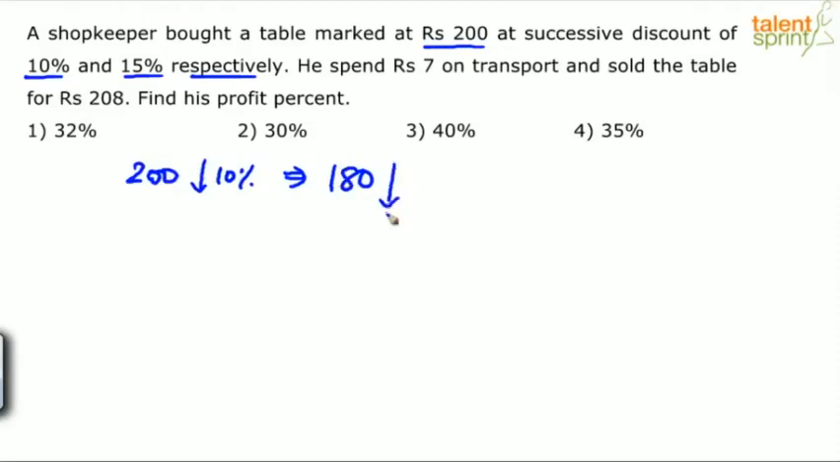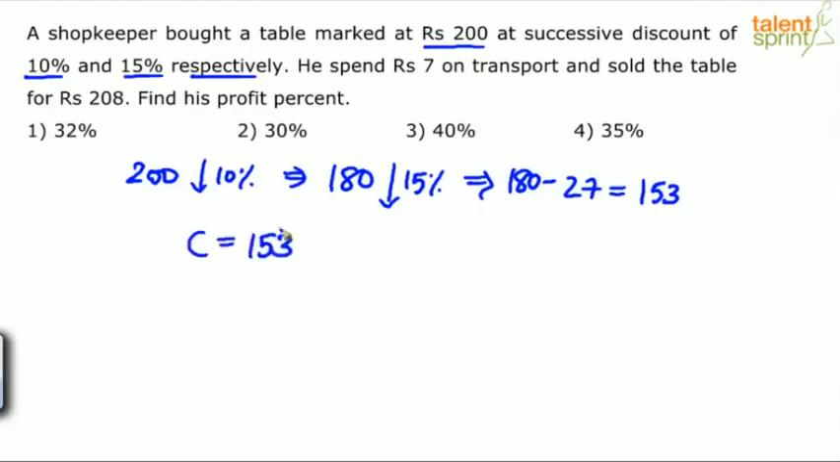180 is further reduced. He has got another discount of 15%. What is 15% of 180? 27. So this will result in 180 minus 27. 10% of 180 is 18, 5% is 9, so 18 plus 9 is 27. So 180 minus 27 comes out to be 153. So we can say the cost price for this person is 153.